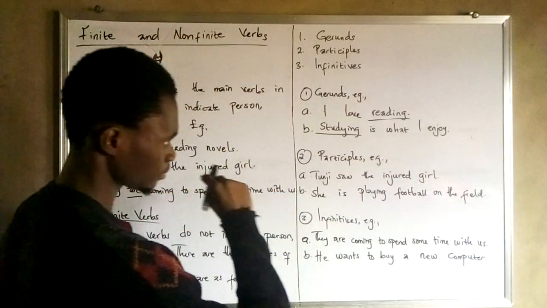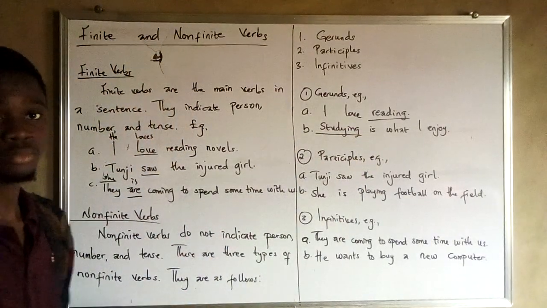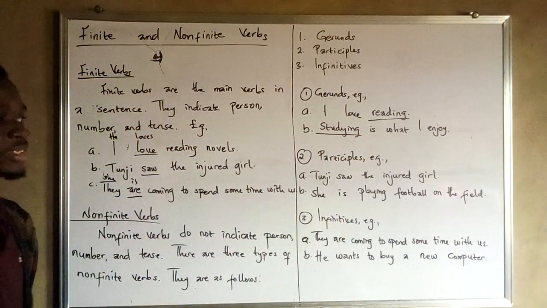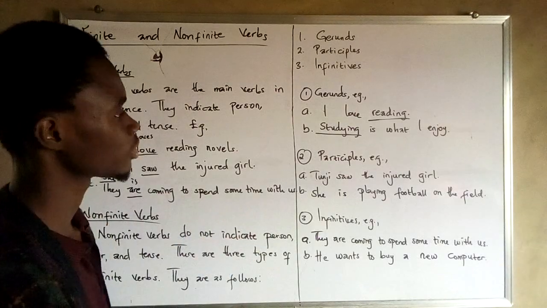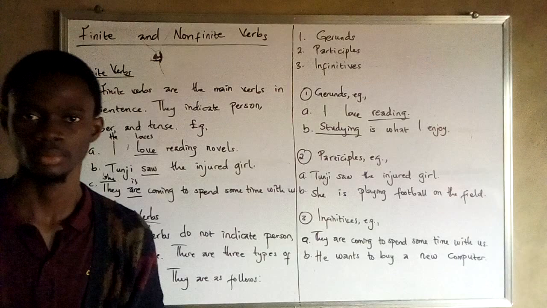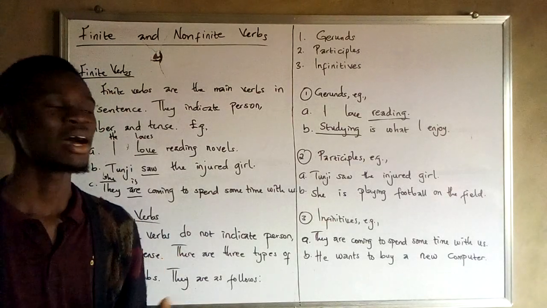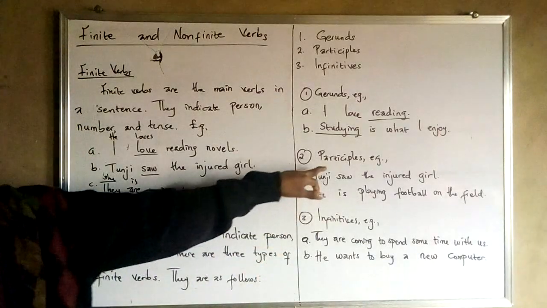If I change it, it remains the same, it doesn't change. Studying and studying remains the same. Number two, participles. Participles have two forms: present participles and past participles. They are forms of verbs.